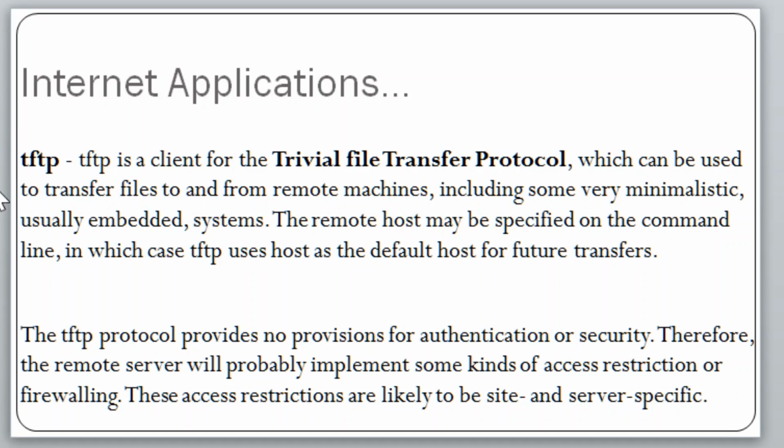There's also TFTP, and this is Trivial File Transfer Protocol, and this can be used to transfer files to and from remote machines, including some very minimalistic, usually embedded systems. The remote host may be specified on the command line, in which case TFTP uses hosts as the default host for future transfers. The TFTP protocol provides no provisions for authentication or security.